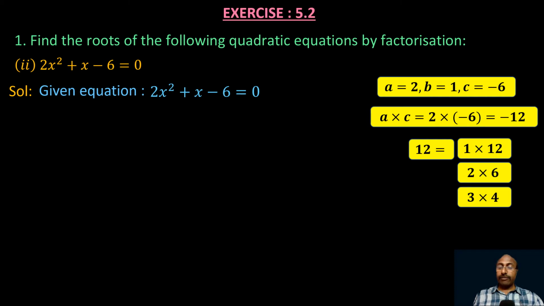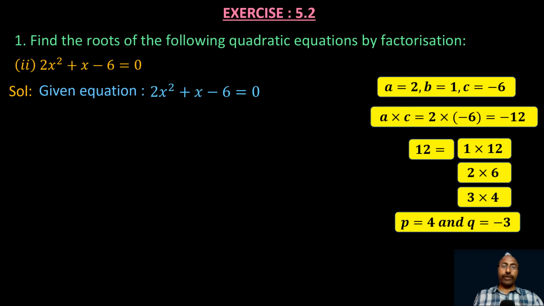And here from 1 and 12 we can't get the value of b, either by addition or subtraction. And similarly, using 2 and 6 also, we can't get the value of b. But using 3 and 4, we get the value of b. How can we get it? Minus 3 plus 4 is equal to 1. And also we can check that minus 3 into 4 is equal to minus 12. Okay. So the values of p and q are p equal to 4 and q equal to minus 3.